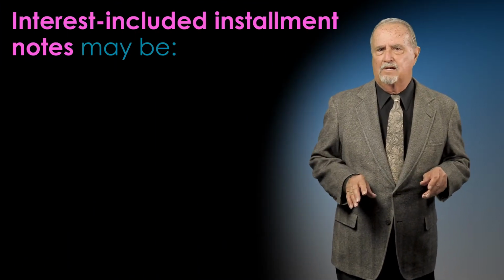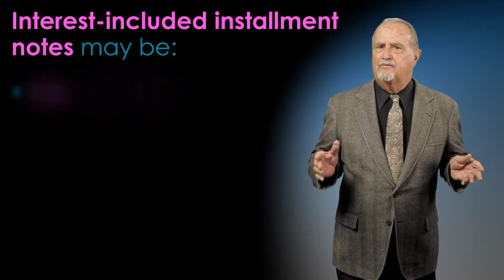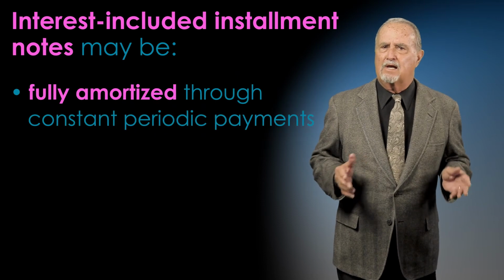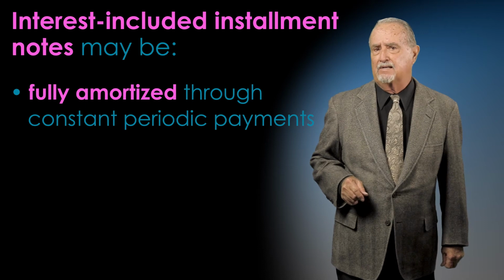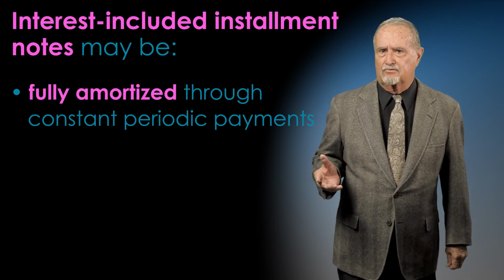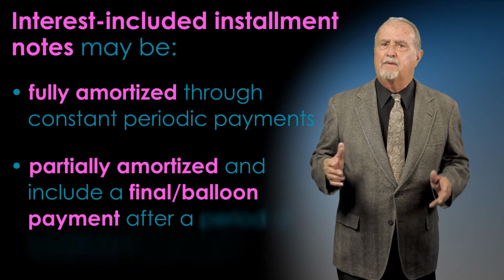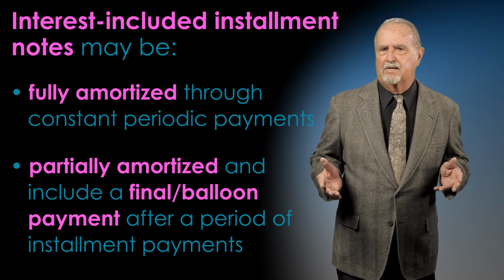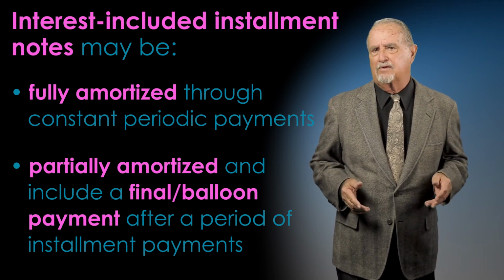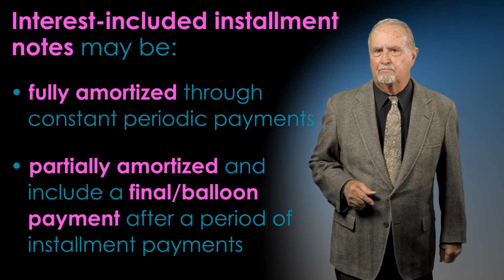Interest-included installment notes may either be fully amortized through constant periodic payments, meaning the mortgage is fully paid at the end of the term, as illustrated, or be partially amortized, which includes a final balloon payment on the due date after a period of installment payments.